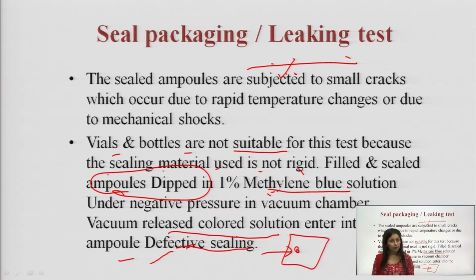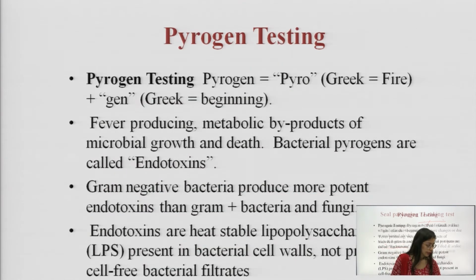If there is a colored solution, our parenteral product is colored because it was kept in methylene blue. So it can cause color damage. If it is blue in color, then obviously the particular seal is damaged.